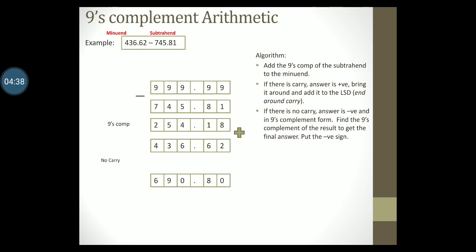So the algorithm tells us that if there is no carry, the answer is negative and in 9's complement form. You need to find the 9's complement of this answer to get the correct answer in decimal. So let's do that. Find the 9's complement of the answer to get 309.19, which is the answer that we are looking for. Don't forget that the answer is negative, so put the minus sign.